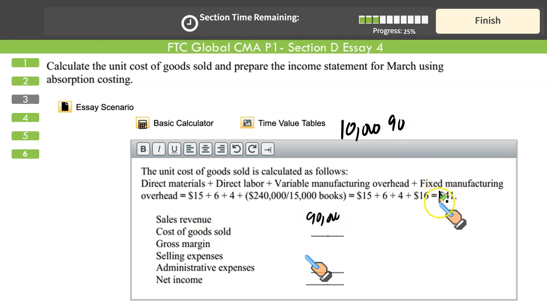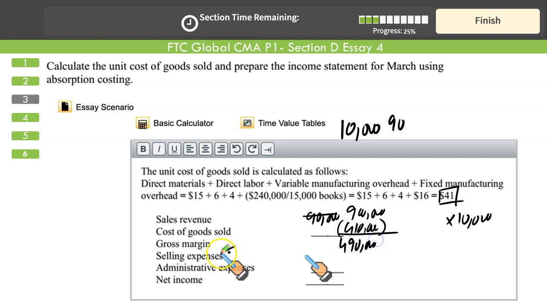Cost of goods sold. This is the $41 unit cost. How many units did you sell? 10,000. So 41 multiplied by 10,000 is 410,000. Sales revenue is 900,000. Deduct CGS, 41 times 10,000, which is 410,000. Deducting the absorption cost CGS gives you the gross margin, that is 490,000.